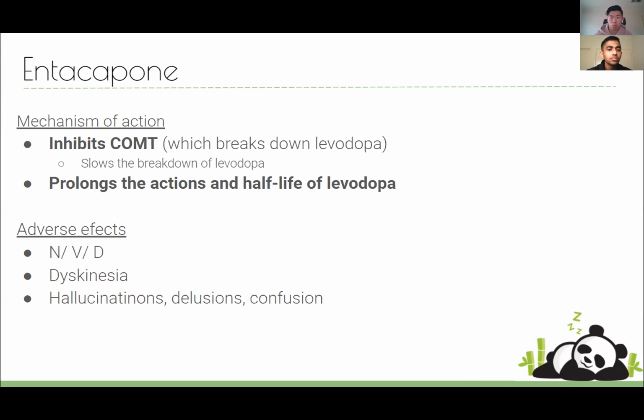And entacapone, so this is something that blocks COMT, and that's an enzyme which breaks down levodopa. So if you block the breakdown of levodopa, we're going to have more levodopa, which is good. Again, similar side effects. They're broad brush side effects, so they are similar across all of these drugs, basically.